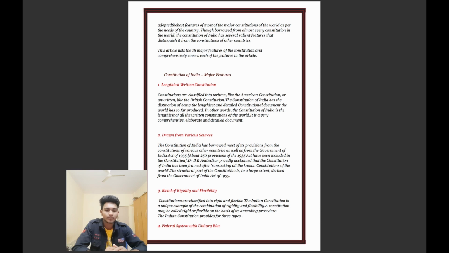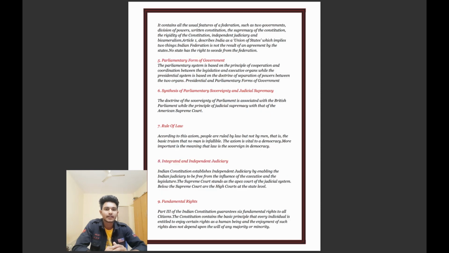The fourth one is a federal system with unitary bias. It contains all the usual features of a federation, such as two governments, division of powers, written constitution, the supremacy of the constitution, the rigidity of the constitution, independent judiciary and bicameralism. The fifth one is the parliamentary form of government. The parliamentary system is based on the principle of cooperation and coordination between the legislative and executive organs, while the presidential system is based on the doctrine of separation of powers between the two organs.